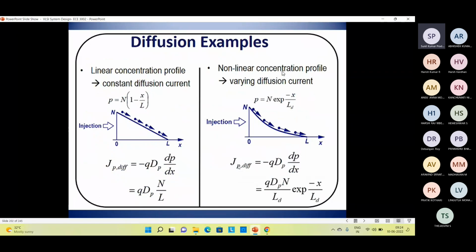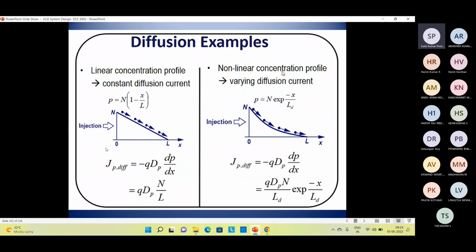So if you can see here, this is a diffusion example. This is a linear concentration profile. We have this injection, and the electrons will move from higher concentration to the lower concentration. So let's say this is for a length L, and this is our concentration we have, and it moves in this direction, the positive x direction. For this linear concentration profile, the constant diffusion current, in case of holes, will be: p will be N into 1 minus x by L.